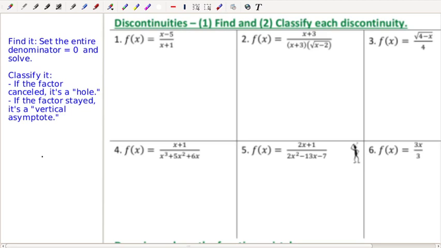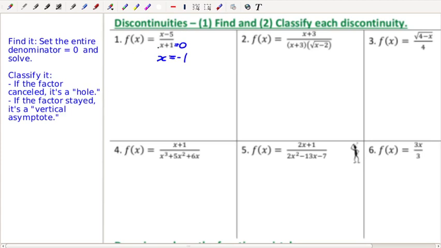So let's take a look at our first example, number 1. We have f of x equals (x minus 5) over (x plus 1). So again, find it: set the entire denominator equal to 0, and solve. So we're going to take x plus 1 equals 0. Solve it for x. We've got x equals negative 1. So that is our first discontinuity at x equals negative 1.